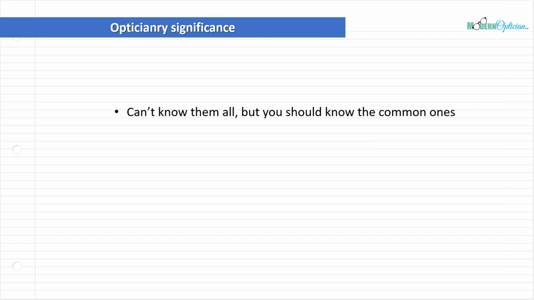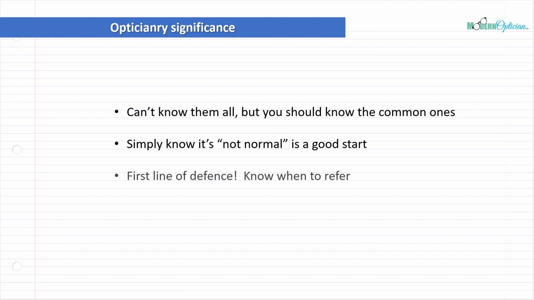And again, I'm going to say it again and again, just know what is normal and what is not normal, and that is a good start, because if you know what normal looks like, you're going to be able to distinguish when it's not, and you'll be able to refer. That's the main key here. You don't need to be an encyclopedia of pathology. You just need to be able to understand what's normal so that you can, again, refer when it's not.